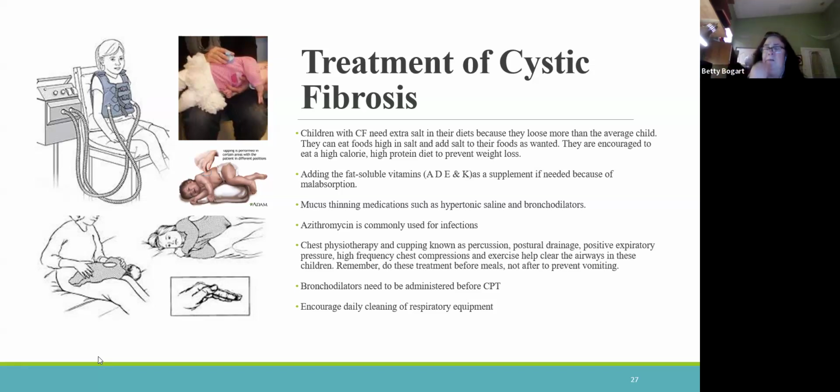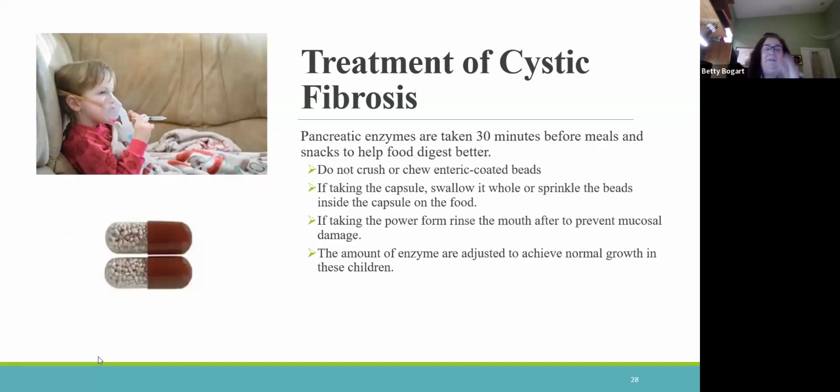Then they're going to get their pill for eating, and then they can eat. They say, eat, they do the therapy before you eat. Can you imagine doing aerosols and chest CPT and putting these vests on which vibrate after you eat? These children will vomit. So please do it before they eat. You don't want to do that.